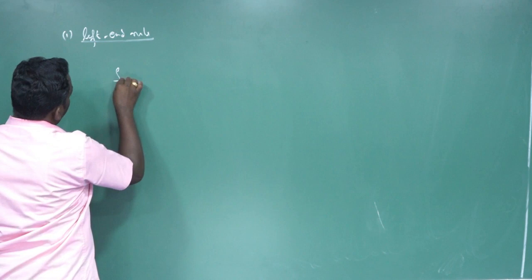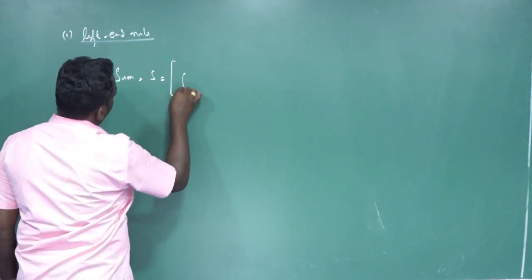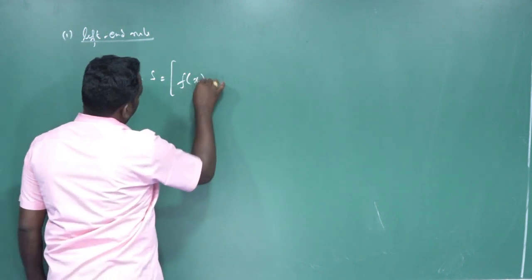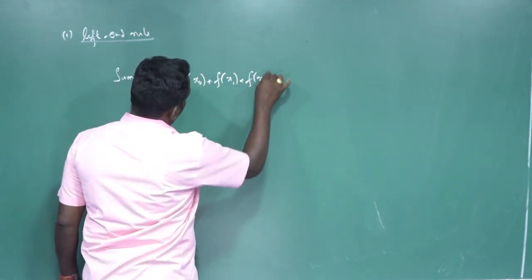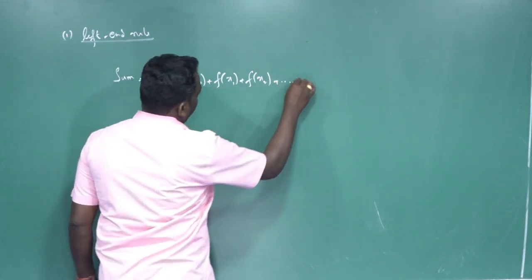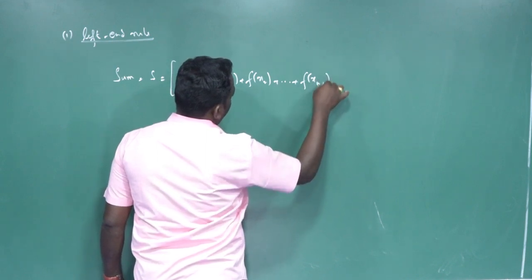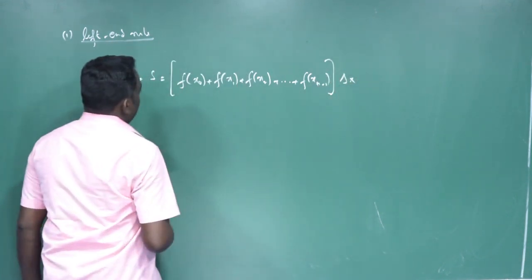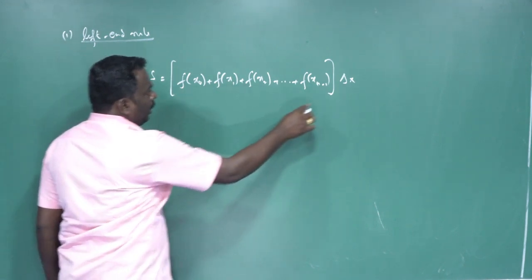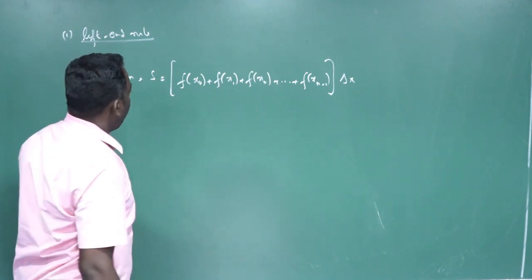Now the summation is defined as S equals f of x0 plus f of x1 plus f of x2 plus etc., plus f of x n minus 1, into delta x. That is the sum of f of xi times the difference xi minus xi minus 1.